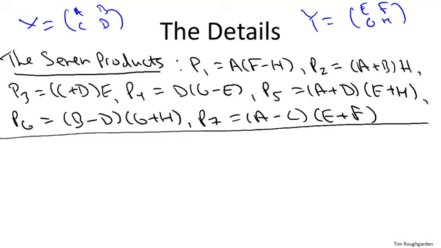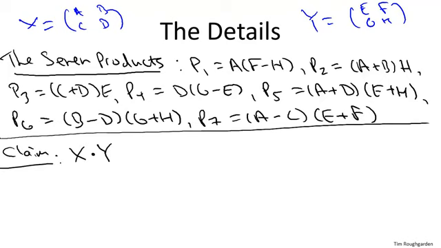Now, the question is, why is this useful? Why on earth would we want to know the values of these 7 products? So the amazing other part of the algorithm is that from just these 7 products, we can, using only addition and subtraction, recover all 4 of the blocks of x times y.